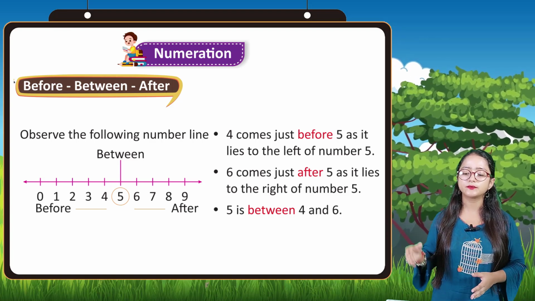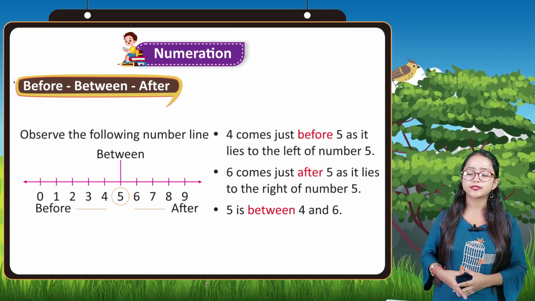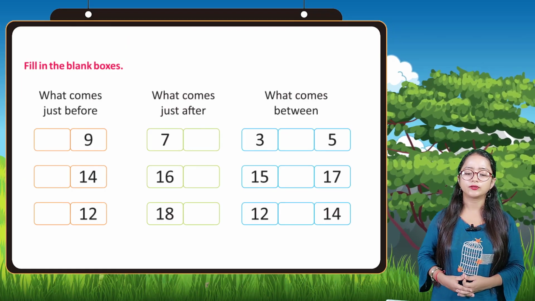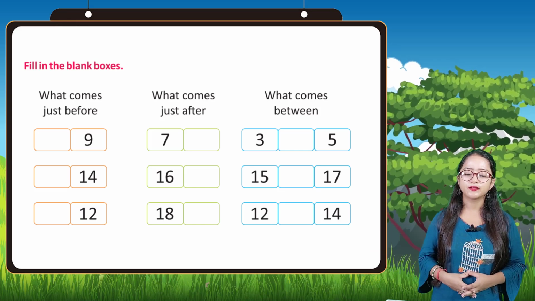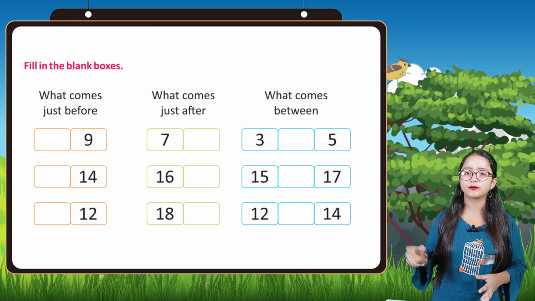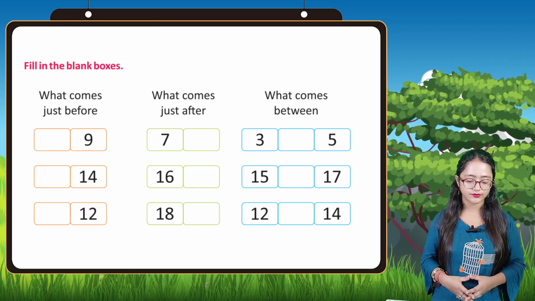Next one, 6 comes just after 5 as it lies to the right of number 5. Next, 5 is in between 4 and 6. Now the question is, fill the blank boxes. First one, what comes just before? So you have to write down what comes just before 9. That is number 8. So write down 8.